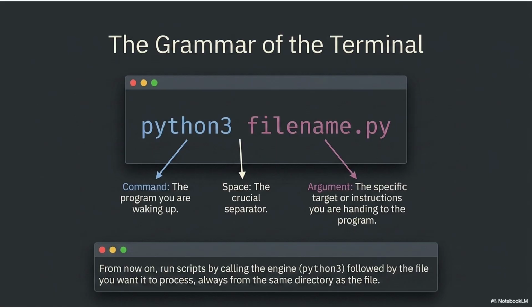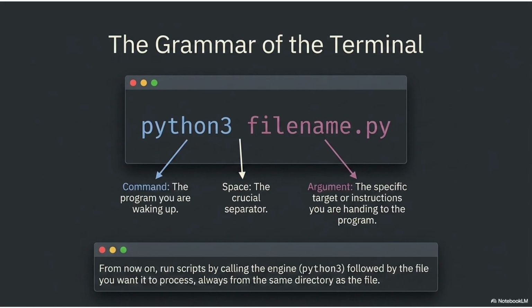The grammar of the terminal is the mental model that makes every command line interaction comprehensible. 3 parts, always in the same order. The anatomy of python3 space filename.py. The command python3, the program you are waking up, is the engine. Space is the crucial separator between the command and the argument. The argument is the filename.py. This specific target or instructions are handed to the program.